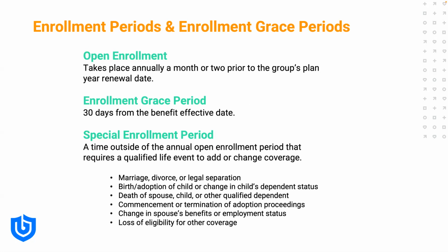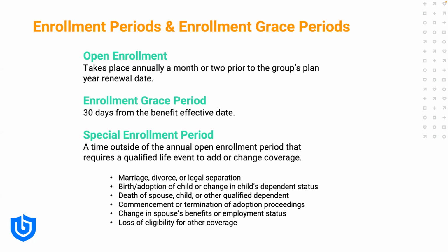For example, if the group's plan year renewal date is April 1st, their enrollment period, which is called open enrollment, would take place sometime at the end of February or first part of March, and enrollments and enrollment changes would take effect April 1st. Now, let's say using the same scenario, an employee does not make their elections during this open enrollment period for whatever reason.